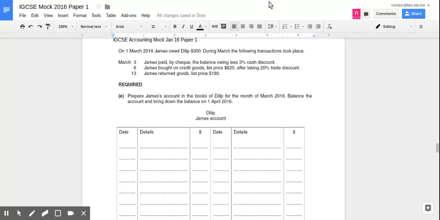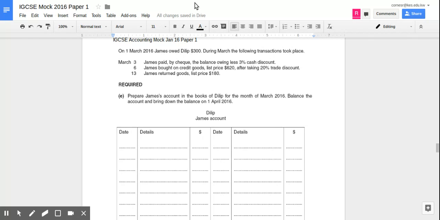And then if we look through here now, we'll just very quickly go through the rest of the answer. A sale was made for $620, but they took the trade discount. We record the amount in the account after the trade discount. So 80% of 620 is 496. He made a payment for the $300, but he got a 3% discount. So 3% cash discount. The cash discount does get shown as a discount allowed, which is $9.